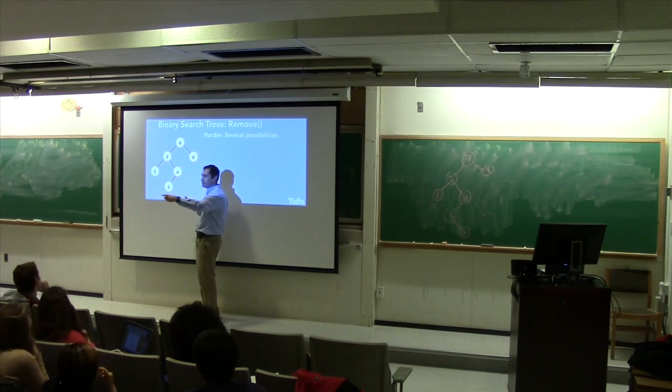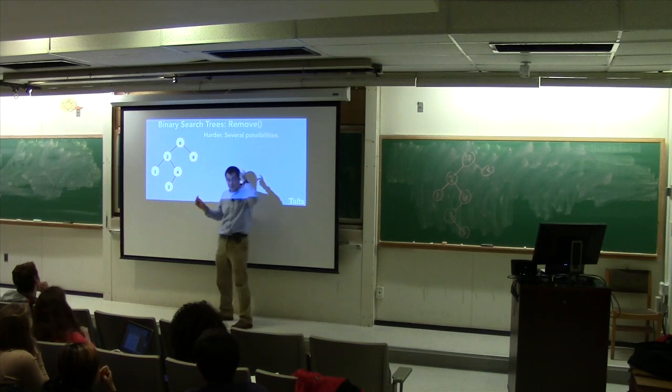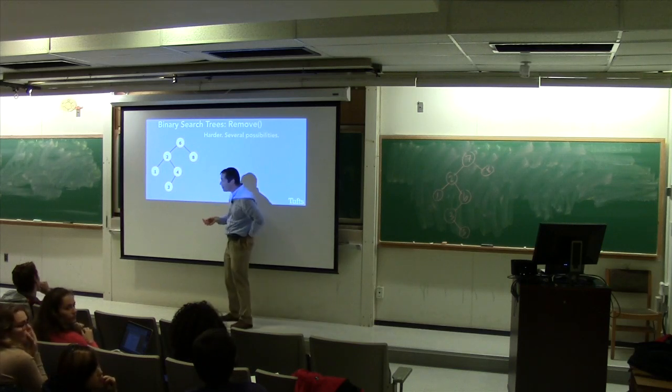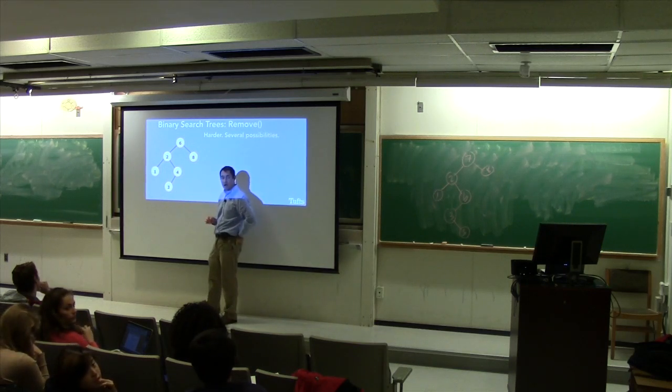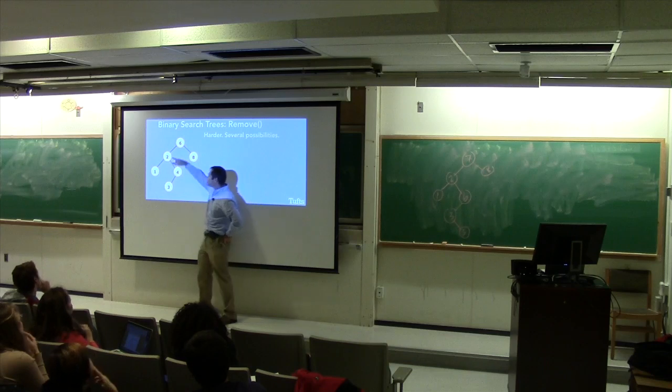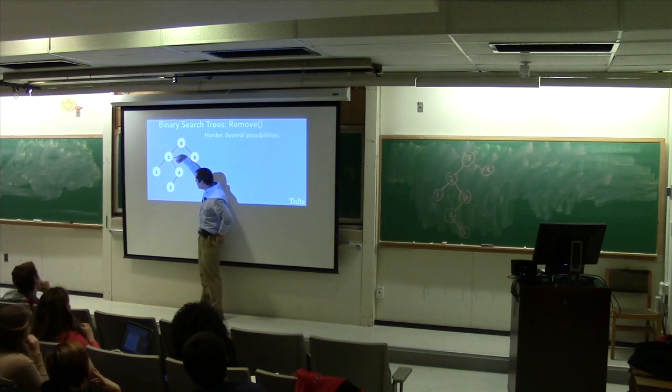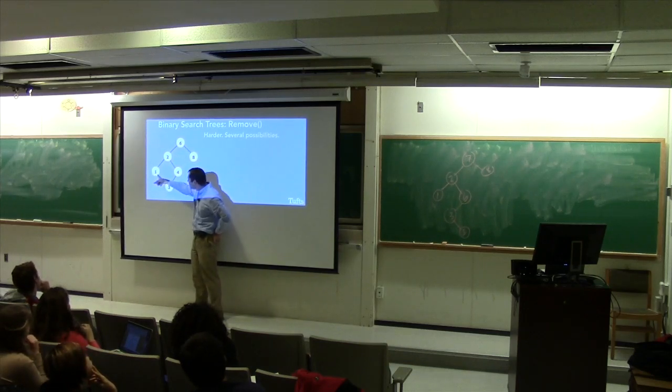Mackenzie, what do you think? Same thing? OK, great. What do you have? Go ahead. What we came up with, me and Josh back there, was that let's say we're deleting the 2. You can take the subtree on the left and find the greatest value, which in this case is 1. And you replace the 2 with that.